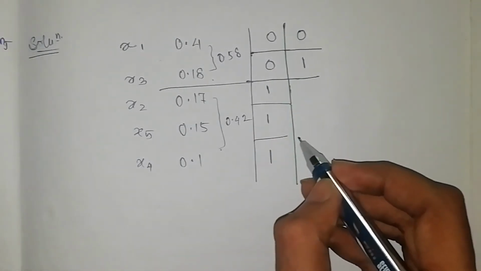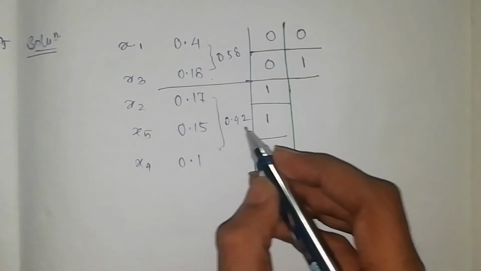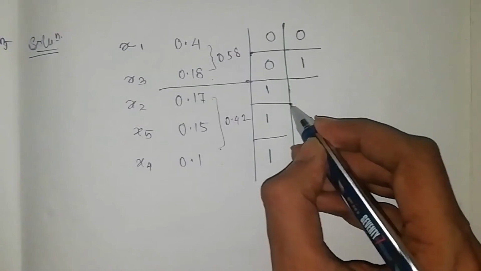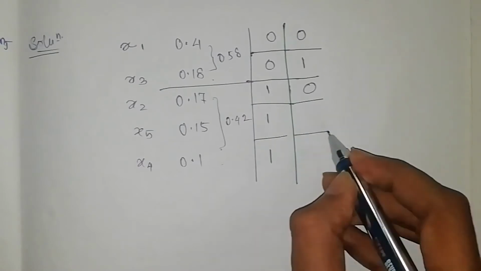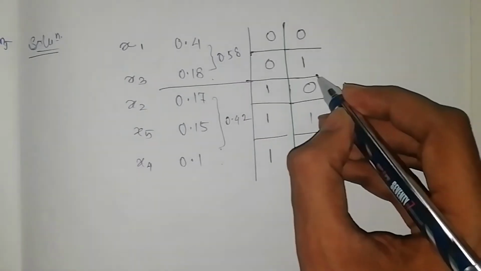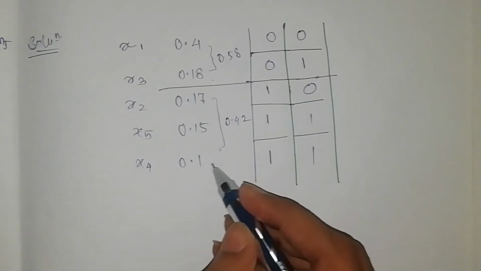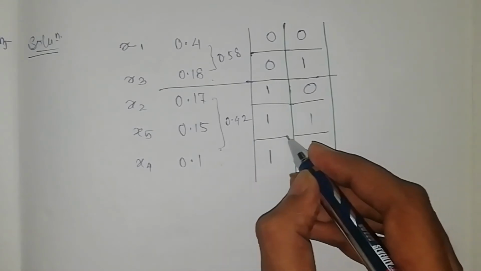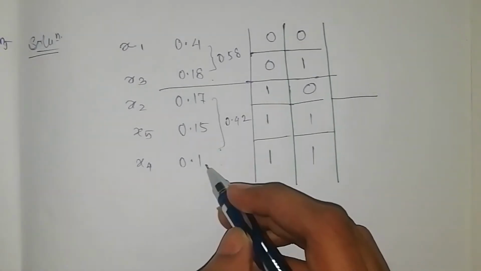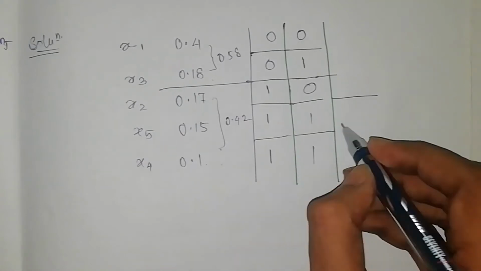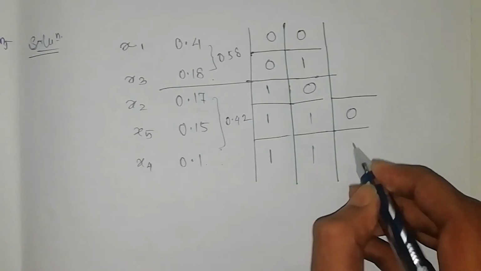Now the lower set consists of three values, so it will be again divided into two sets. So the best case here would be 0.17 and 0.25. So this will be assigned 0 and the lower set will be assigned 1. Now as we can see that the lower set contains two elements, so another division will take place. So here 0.15 and 0.1 are the last two elements, so 0.15 is the upper set, so it will be assigned 0 and 0.1 will be assigned 1.